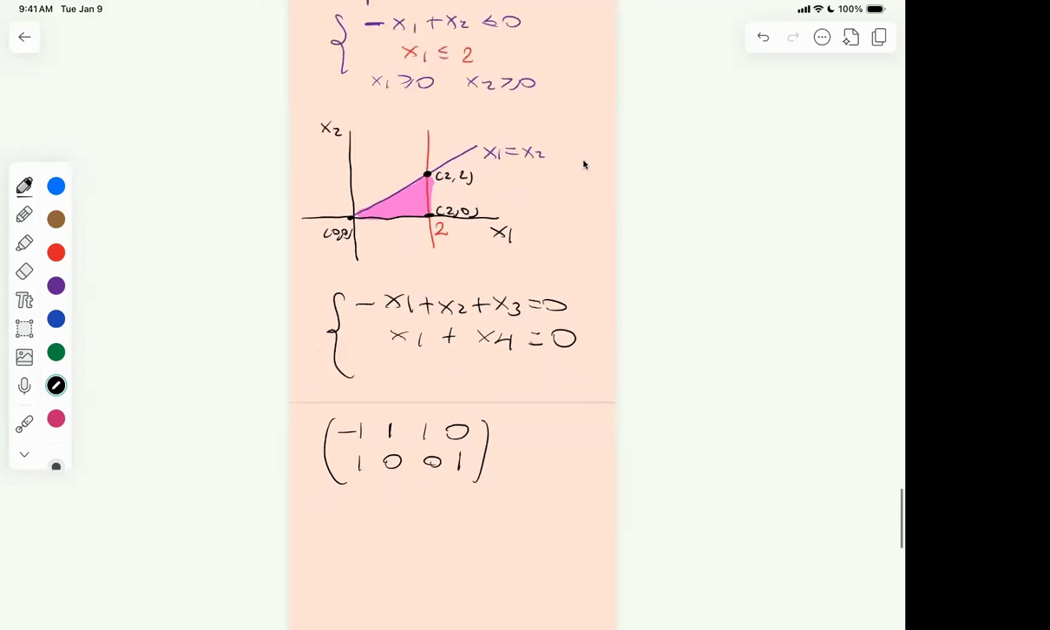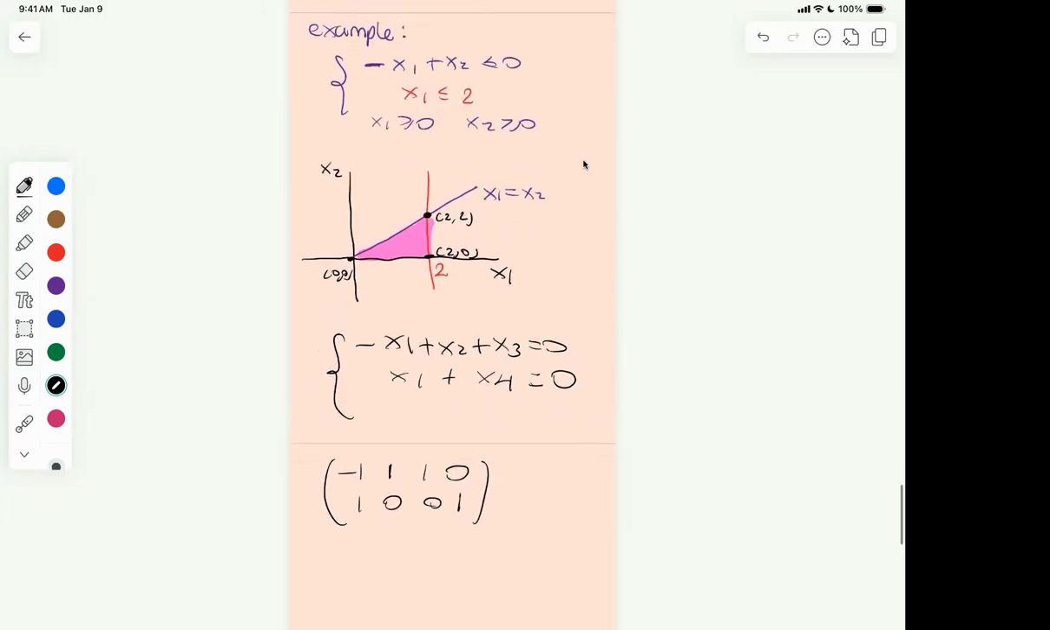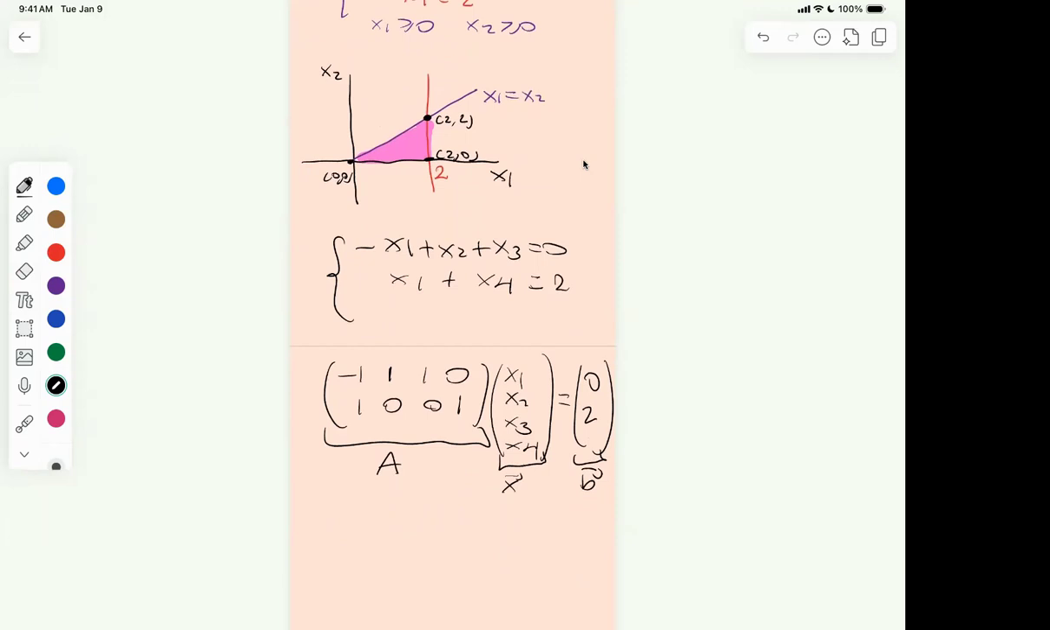So that's the matrix A, and the vector B would be 2, 0, 2, right? I'm sorry, it should have been a 2 in this last one. Sorry about that. Please fix that. This is A, this is X, and this is B. Is that okay? Everyone with me so far?